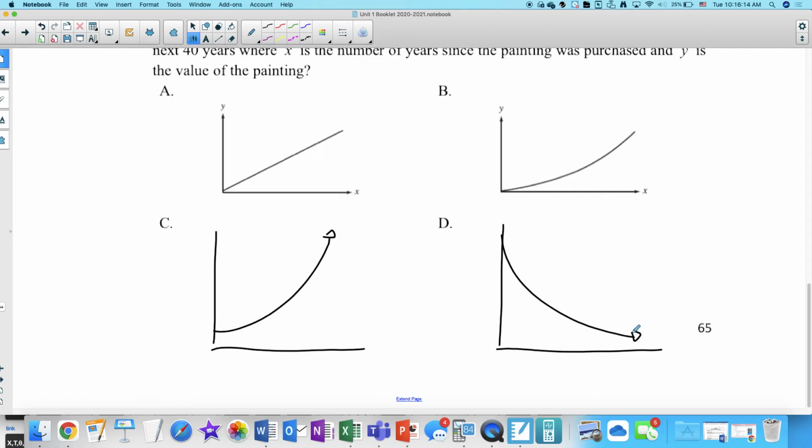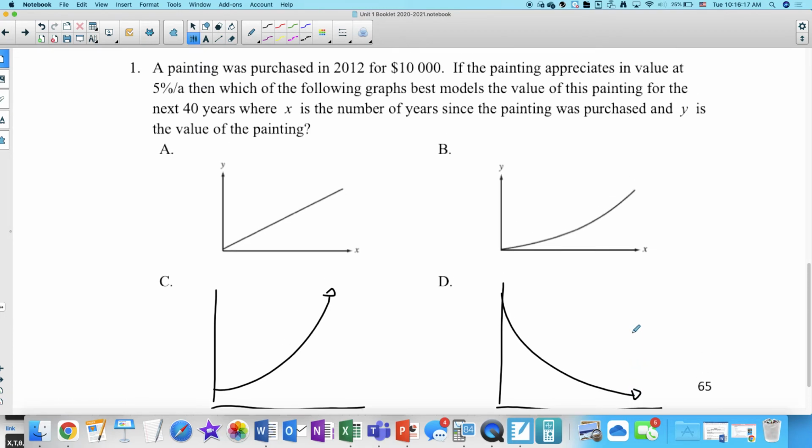Okay. So here's one question. A painting was purchased in 2012 for $10,000. If the painting appreciates in value at 5% per annum, that's what the p.a. means, per annum, an annum is a year, then which of the following graphs best models the value of the painting for the next 40 years, where x is the number of years since the painting was purchased and y is the value of the painting? Okay? So this is a painting. You bought it for $10,000. It appreciates. What does appreciate mean? Goes up in value. Yeah, it goes up in value at a rate of 5% per year.